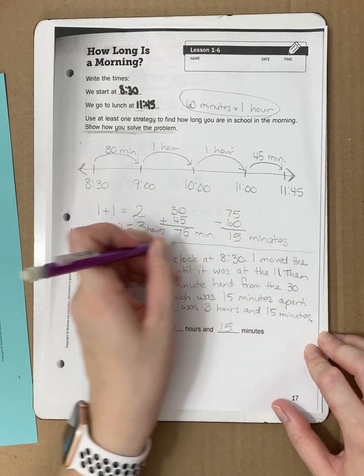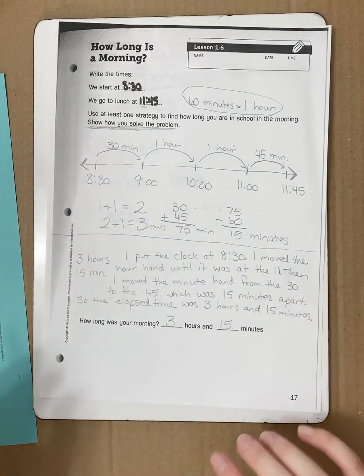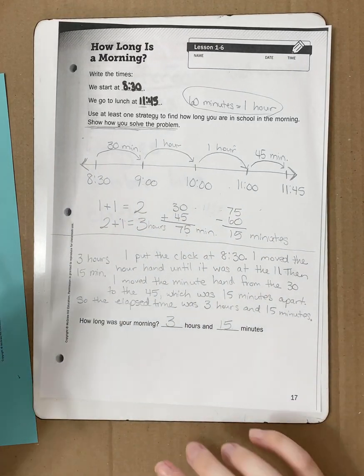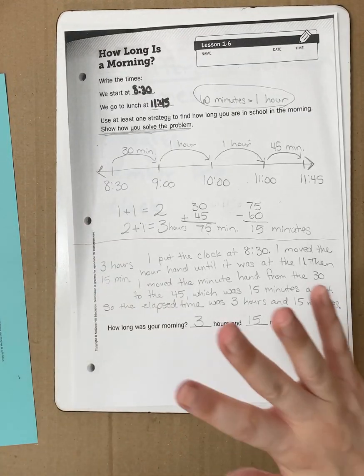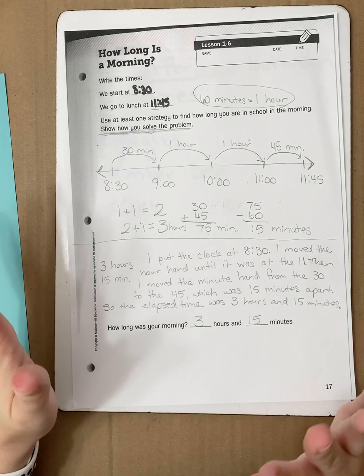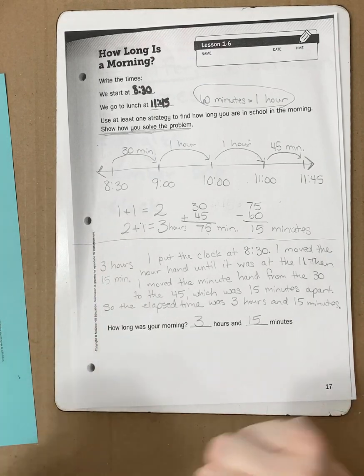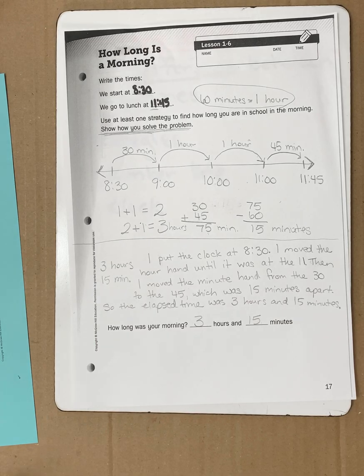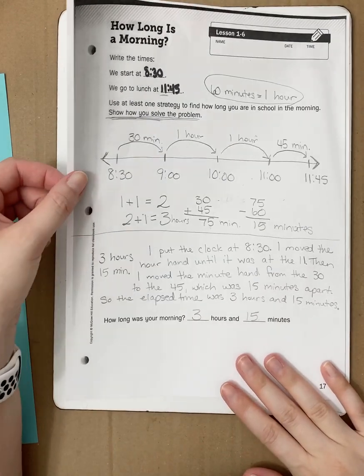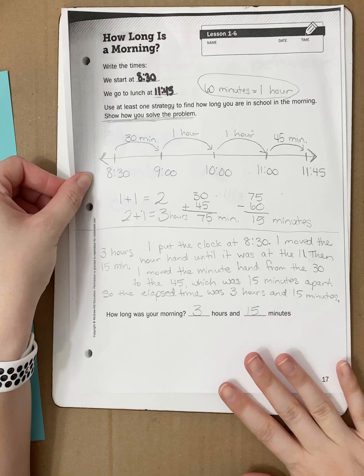Okay? So again, you did not need to write all of this. I wanted to show you both strategies. You only had to show one. Okay? Because we are practicing our elapsed time. Put this back in your binder so you don't lose it.